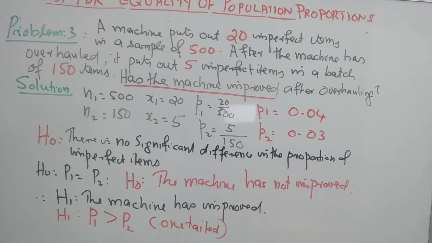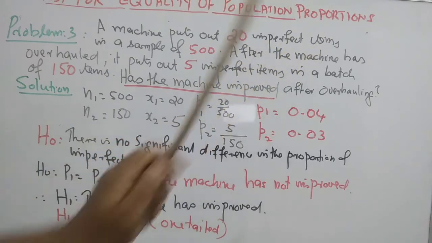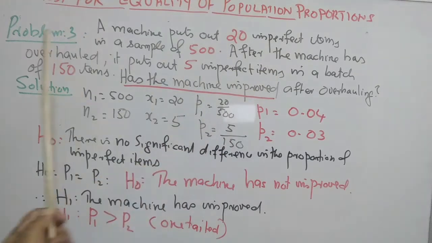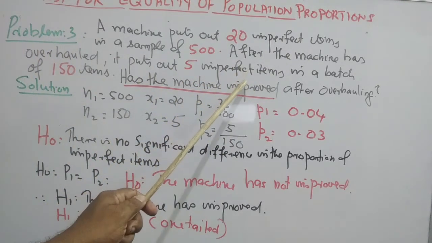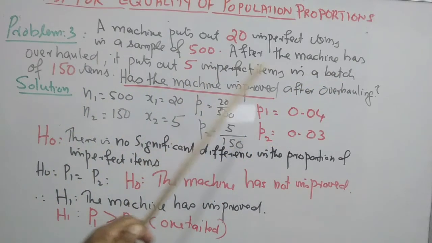Here is another problem. A machine puts out 20 imperfect items in a sample of 500. After the machine has been overhauled, it puts out 5 imperfect items in a batch of 150 items. Has the machine improved after overhauling? Overhauling means repair. This is a problem of application category, different from the routine nature.